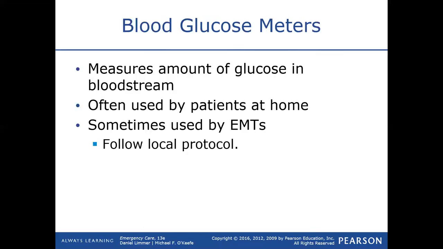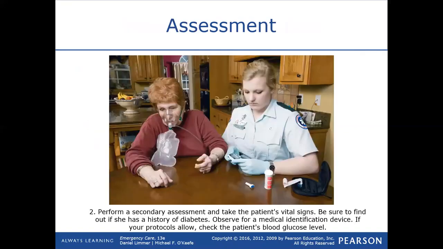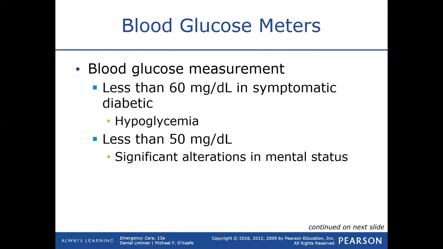Okay, blood glucose meters. That's the glucometer, like we were just talking about. You're going to credentialize. It measures the amount of glucose in the bloodstream. It's often used by patients at home, sometimes used by EMTs. Again, we do, but you have to credentialize in it. It's a handy dandy little device. You'll prick the patient's finger. You'll put a little test strip in your machine, test their blood, and it'll give you a number.